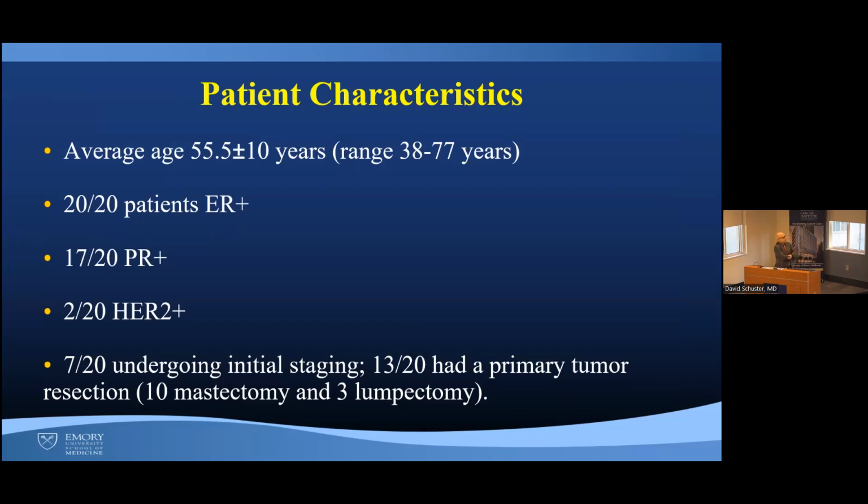Average age was a bit older, though we did have a range. All the patients were ER positive. Usually about 90% of lobular cancer is ER positive, okay? In this case, all the patients were ER positive. Most were PR positive, only a few were HER2 positive. 7 out of the 20 were undergoing the initial staging, so they had the theoretically primary disease to look at, and 13 out of the 20 had a primary tumor resection of various types.